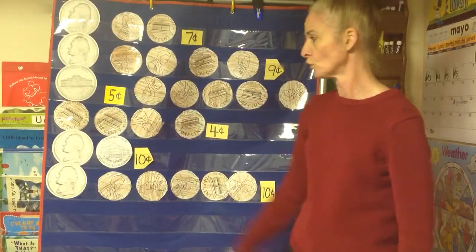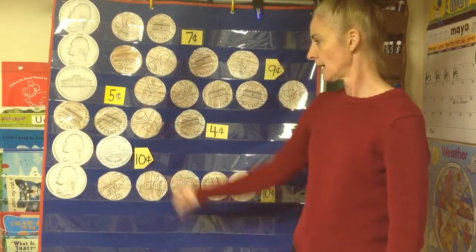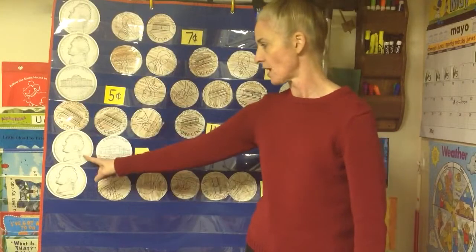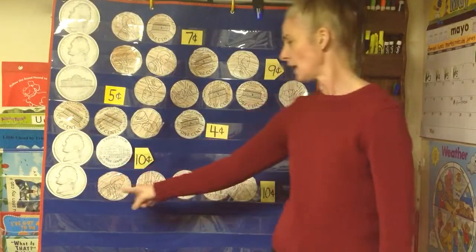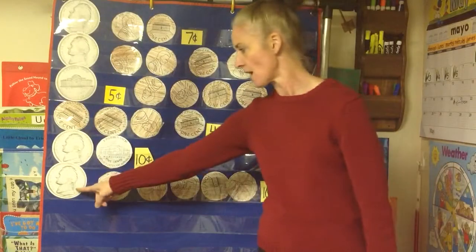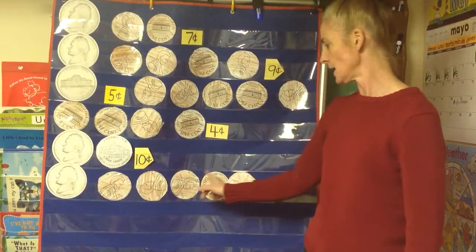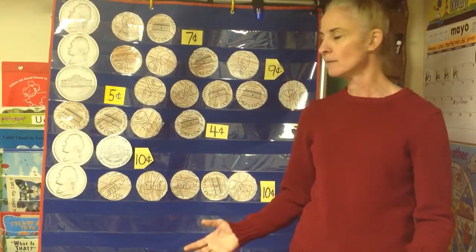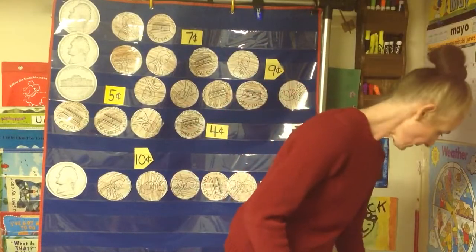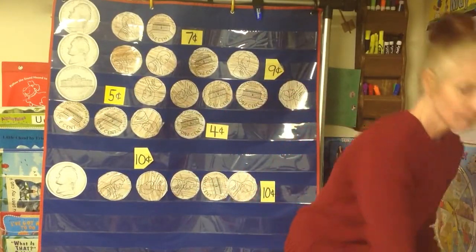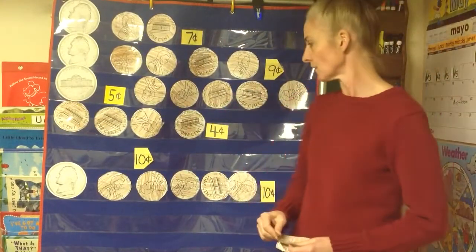So you could use 2 nickels. That would make 10 cents because 5, 10. 10 cents. Or you could use 1 nickel and 5 pennies. 5, 6, 7, 8, 9, 10. Is there another way using pennies or nickels that we can make 10 cents? Yes, we can. And how's that? Let's try 10 pennies. Let's do it.